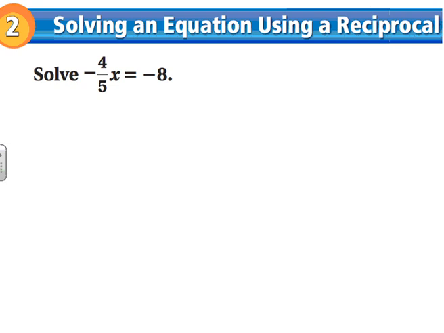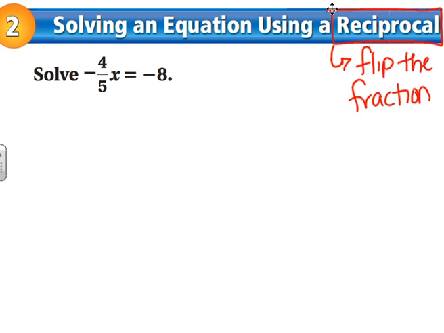Okay, next one, we have -4/5 x equals -8. Notice up here we are going to solve an equation using a reciprocal. I want you to get that word reciprocal in your notes, and all it means is that we are going to flip the fraction. So over here, really informal definition, flip the fraction.